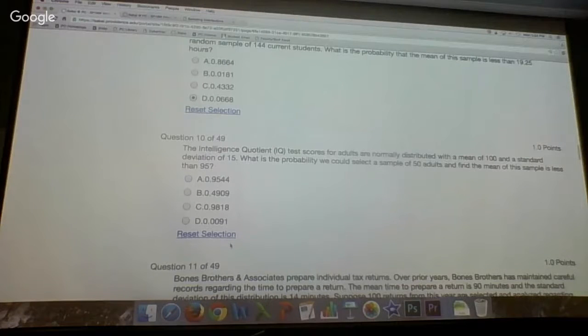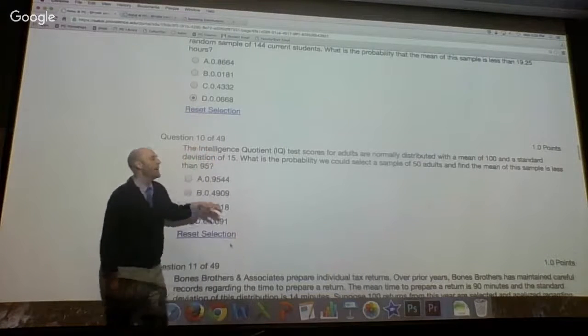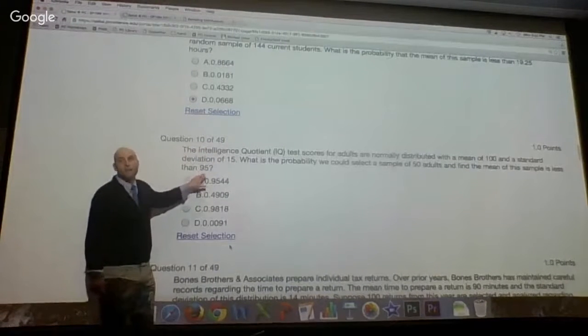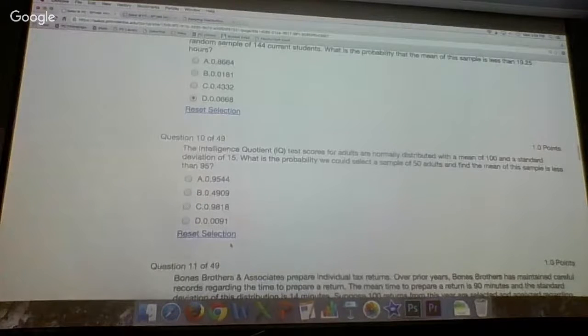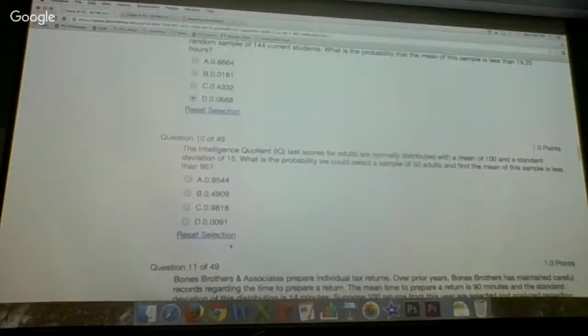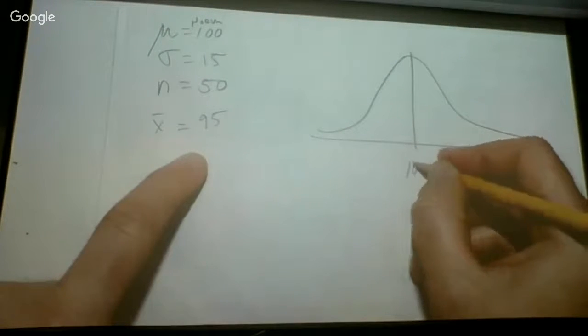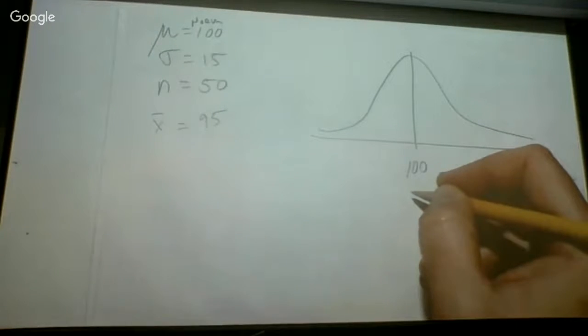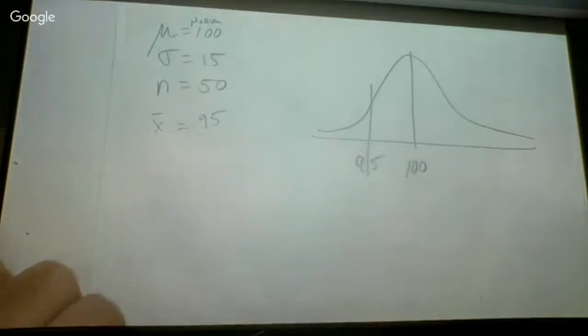Yep. So this question gives us those 4 pieces of information, which tells us the average is 100, but we're going to find 50 adults and want to find the mean of that sample of 50 is less than 95. So with those 4 pieces of information, we also know that it's normally distributed. And the mean goes mu, and I know mu is 100 because next to mu it says 100. I know that x bar, the sample mean, here should be 95 because next to x bar it says 95.